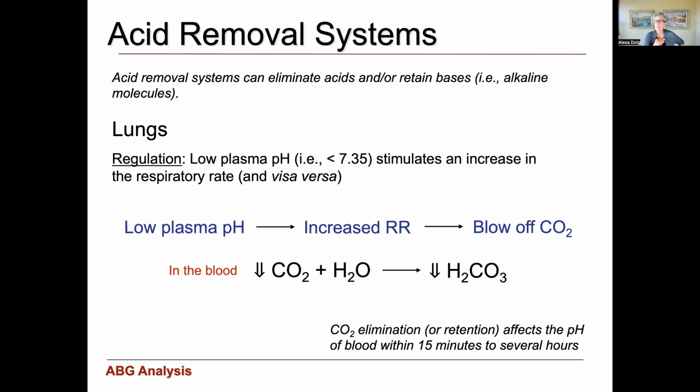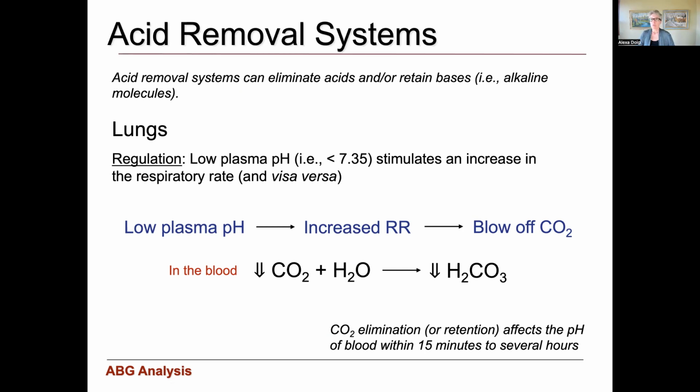Then in the blood, what's happening here is our lower levels of CO2 mean we'll still combine with water, but we'll have less CO2, and that'll make less carbonic acid. Okay. So we can change the pH of the blood by getting rid of CO2 or doing the opposite and retaining CO2.